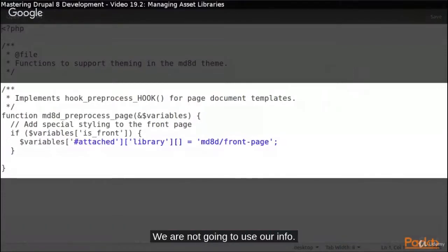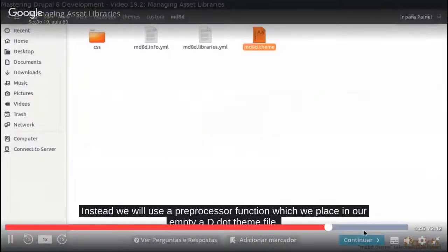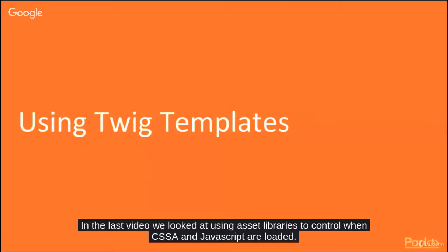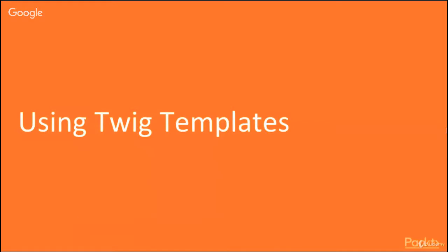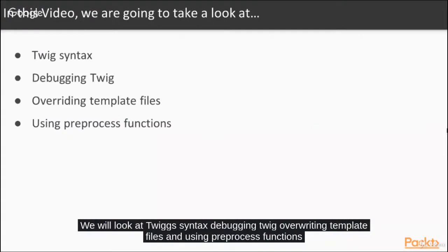Page, we are not going to use our info.yml file. Instead, we will use a preprocess function, which we place in our md8. In the last video, we looked at using asset libraries to control when CSS and JavaScript are loaded. In this video, we will discuss using Twig templates. We will look at Twig syntax, debugging Twig, overriding template files, and using preprocess functions.